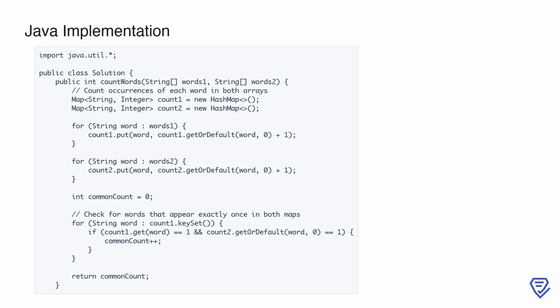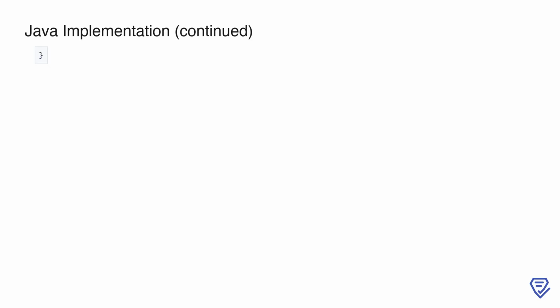After populating the maps, we initialize a variable, commonCount, to keep track of the number of words that meet our condition. Now, we iterate through the key set of count1, checking each word's frequency in both maps. If a word appears exactly once in count1, and its frequency is also exactly 1 in count2, we increment the commonCount variable. This ensures that only words with a frequency of 1 in both arrays are counted. Finally, we return the value of commonCount, which represents the total number of words meeting the criteria. This implementation efficiently handles the problem by leveraging hash maps to track frequencies, ensuring a clear and concise solution.